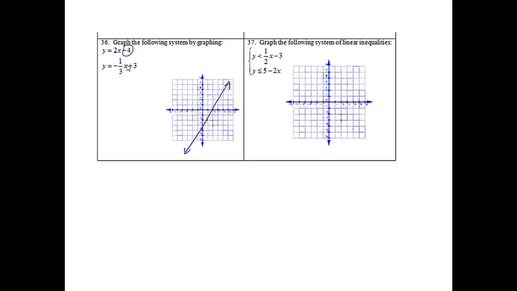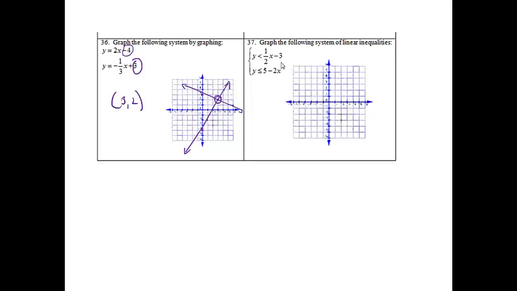Okay, and then my second one, y equals negative 1/3 x plus 3. Let's start at the number without the x again, so let's start at the 3, and then the slope is negative 1/3, so down 1 over 3, down 1 over 3, and I see them nicely crossing right here. They cross at 3, 2. So remember, we do the x first and then the y.